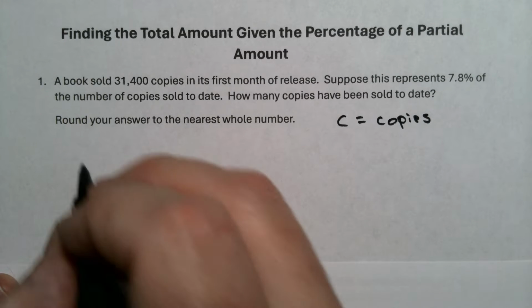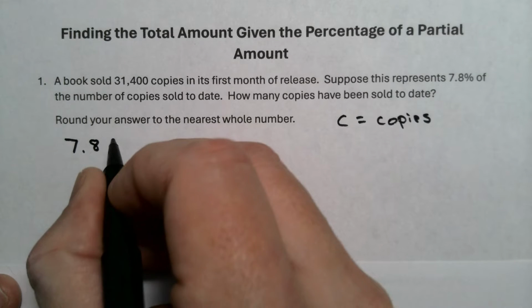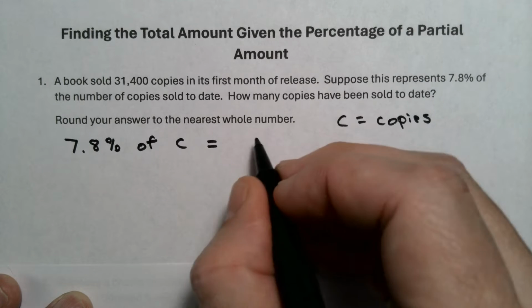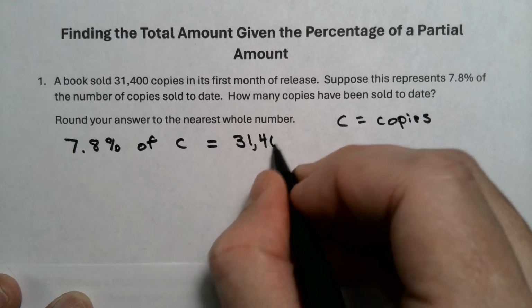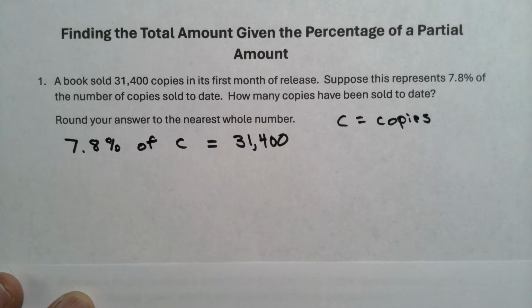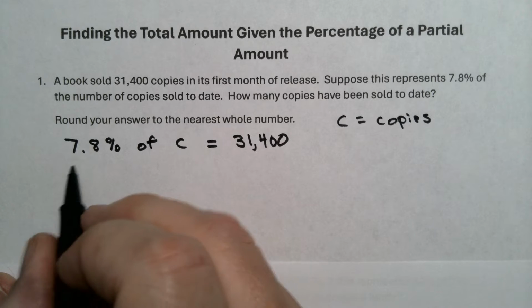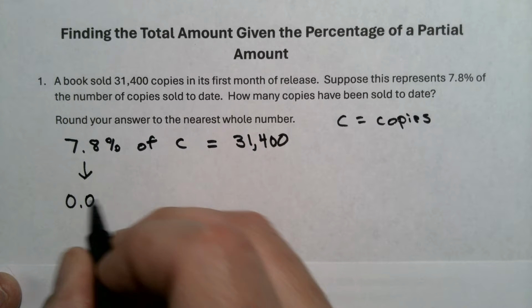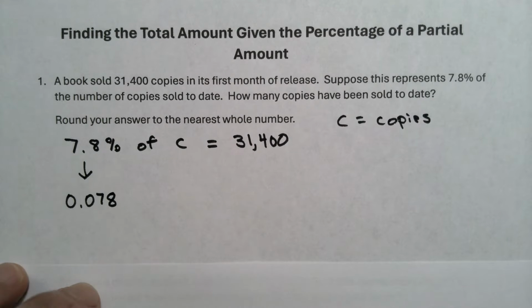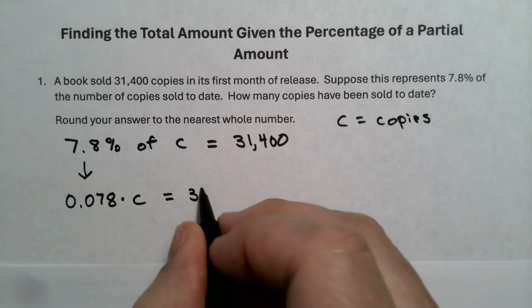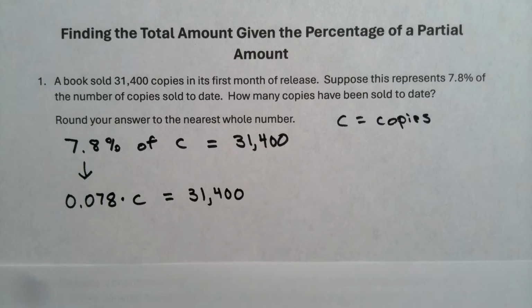Okay, so how I'm going to set this up, I'm going to say that 7.8% of C is equal to 31,400. So 7.8% of the total number of copies that are sold is equal to the number that we were given. Okay, to change this into more math language, I'm going to change the 7.8% into 0.078 as a decimal. So all I did was divide that 7.8 by 100 to get this decimal. Okay, I'm going to multiply it times C, and then that is equal to 31,400. So I need to solve this for C.